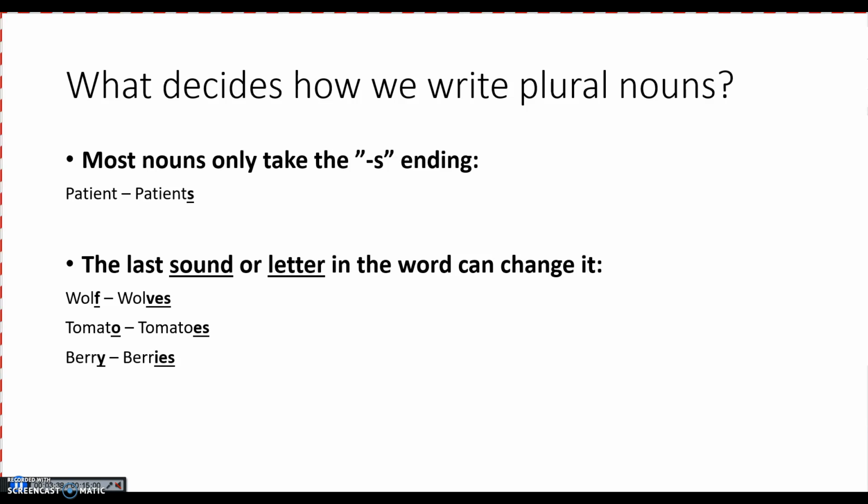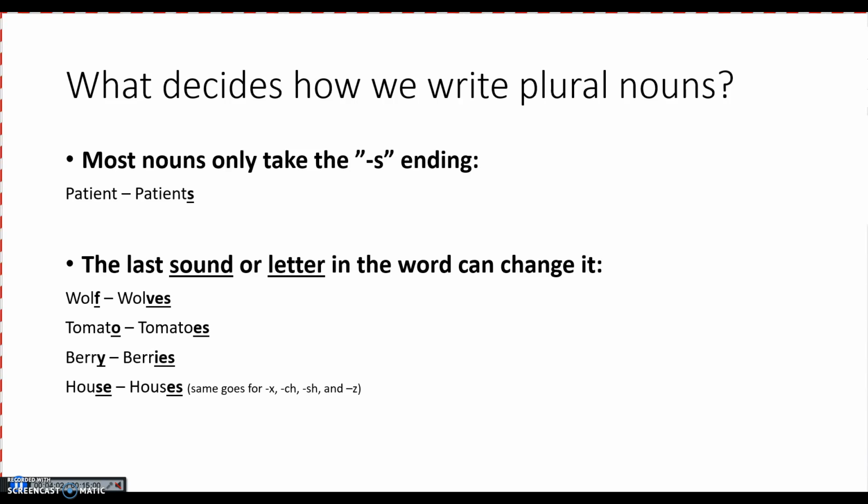Berry becomes berries because it ends with the letter Y. House becomes houses because it ends with an S sound. And basically any word that ends with a hissing sound, like X, ch, sh, and z, uses the ES ending.